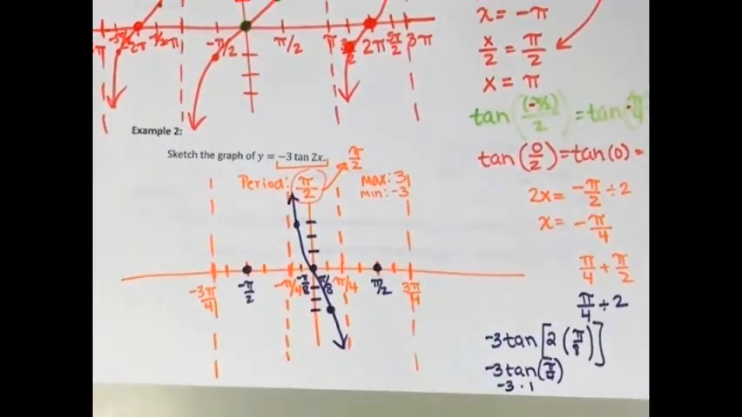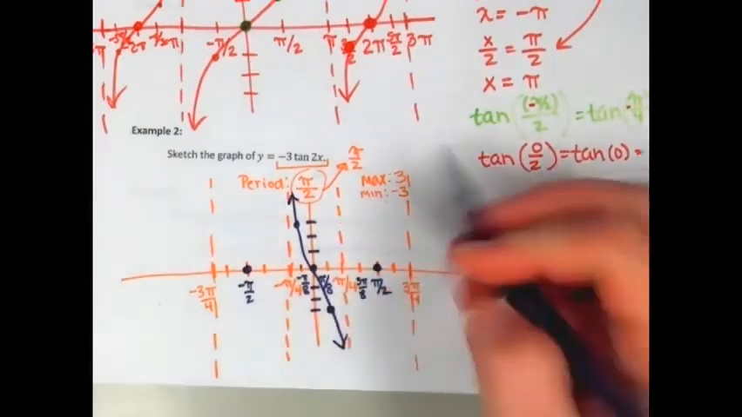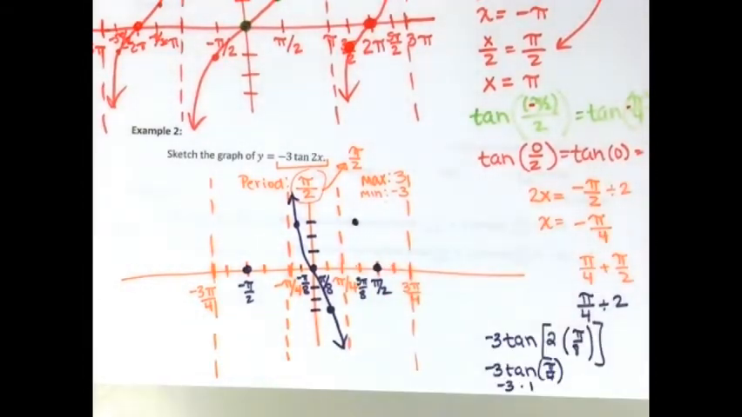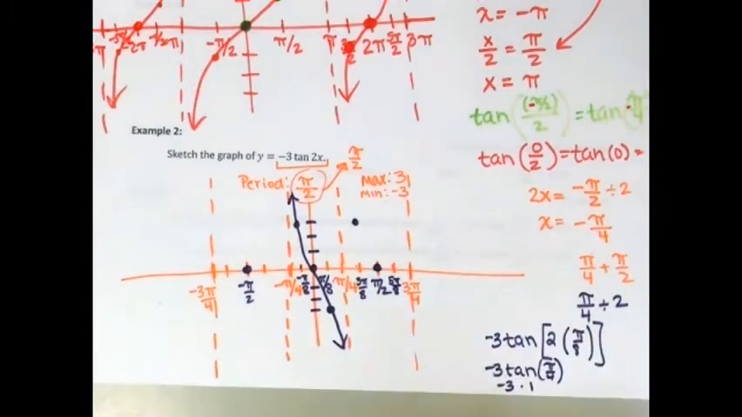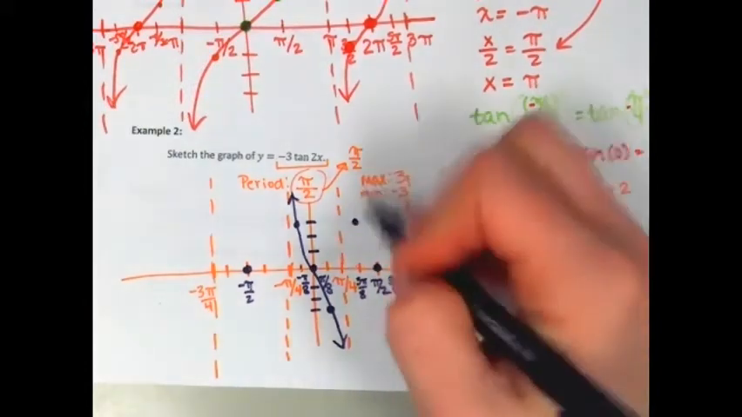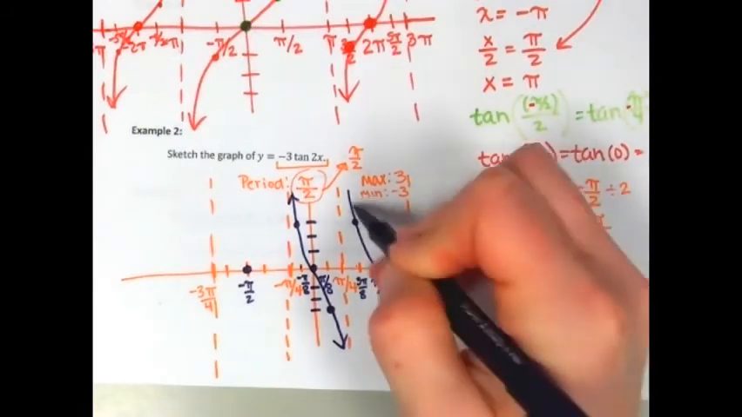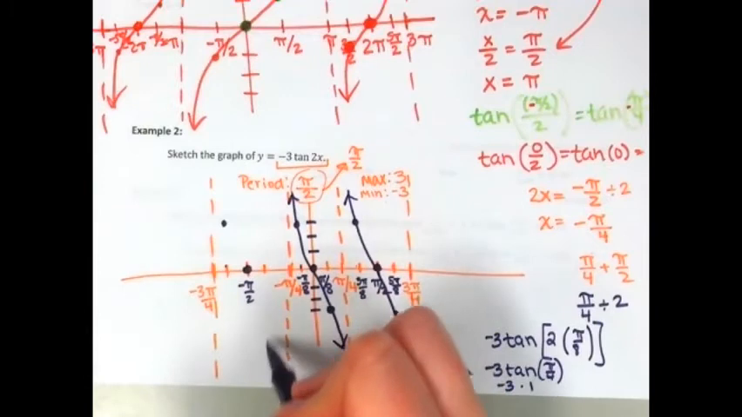What's the middle of pi over 4 and pi over 2? 3 pi over 8. And at 3 pi over 8, we'll be at positive 3. So then what was the other one? 4 pi over 8? 5 pi over 8. I wrote 5. We'll be at negative 3. And here's your other one. And then same thing here. Positive 3 and negative 3.